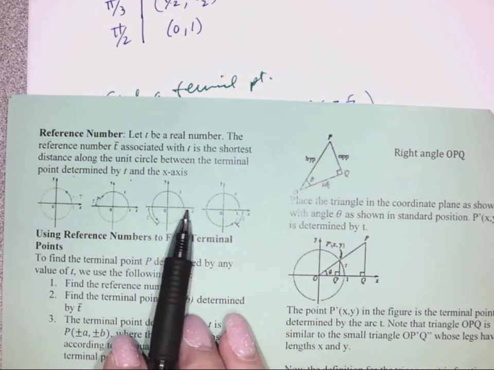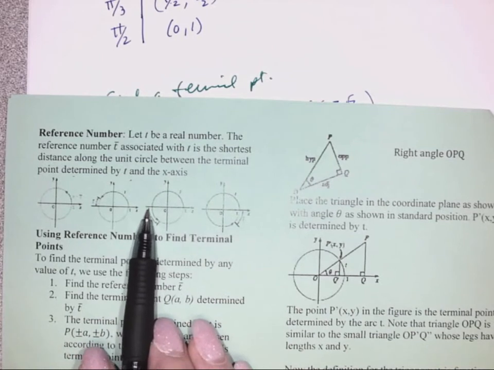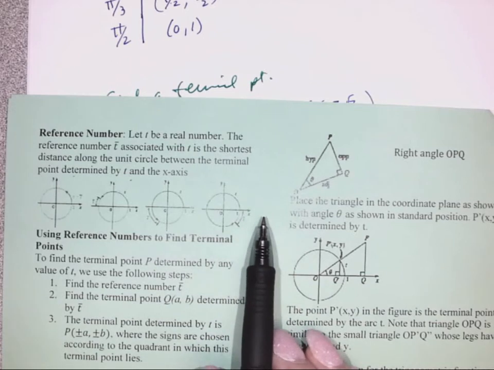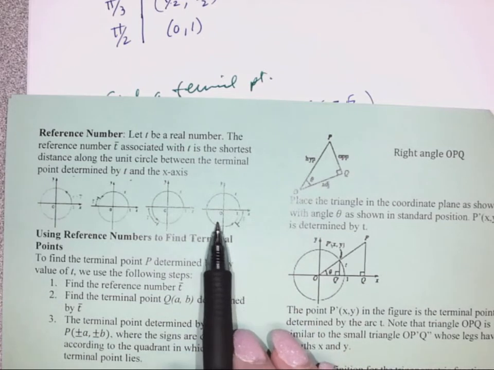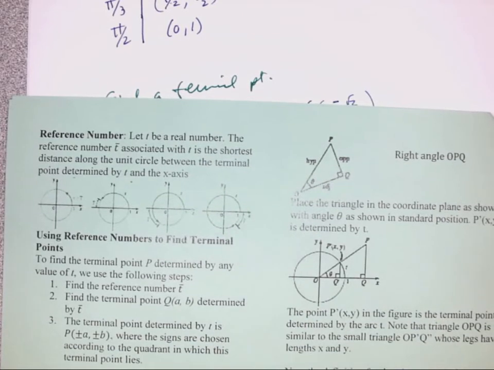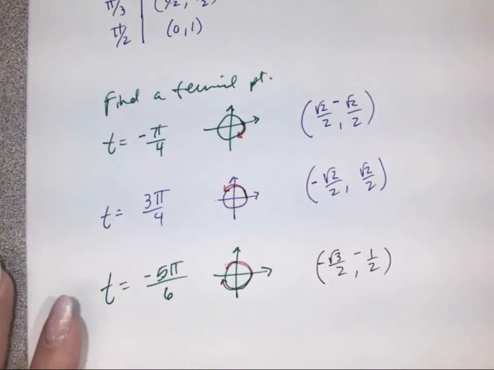If our angle comes clear around to here, we're going back up to the x-axis, this will be the t bar right here. If our angle takes us most of the way around, its t bar is back up to this x-axis. So closest way to get to the x-axis is what you're looking for. So let's go look at some points and find the reference numbers.